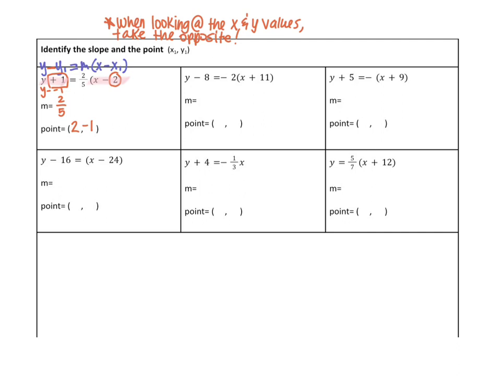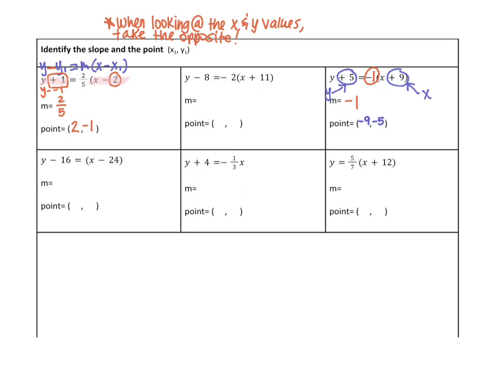Let's look at the third one over there, that top right corner. The y plus 5 equals negative parentheses x plus 9. When you see a negative outside of parentheses, hopefully you now realize, because we've dealt with this a lot, it means it's a negative 1, which then means that my slope is negative 1. When looking at my point, I'm going to pull out the opposite of this value and this value. Because they're both positive, they're going to be both negative. That's next to my x value, so it'll be my x. That's next to my y, so it'll be my y value. So negative 9, negative 5 is that point.